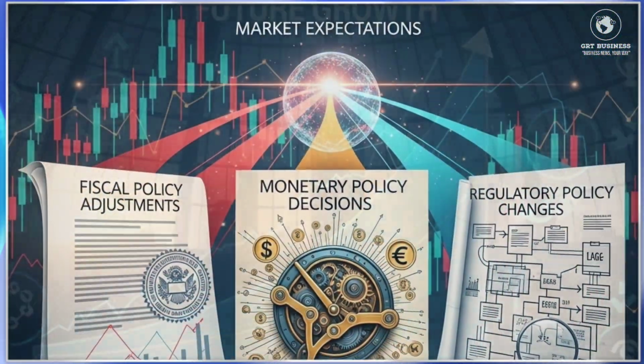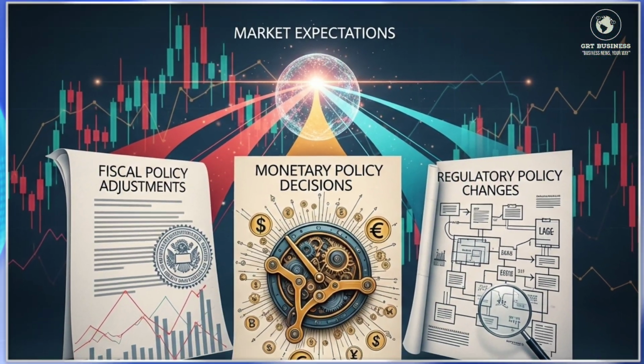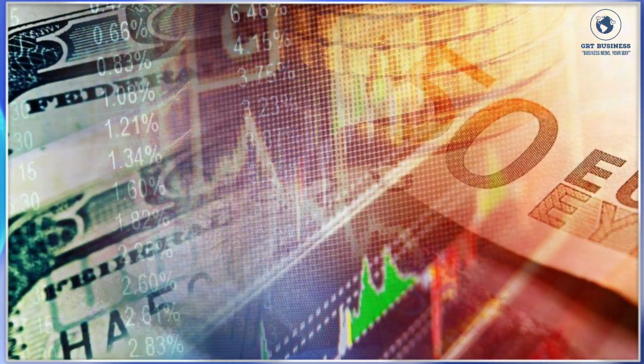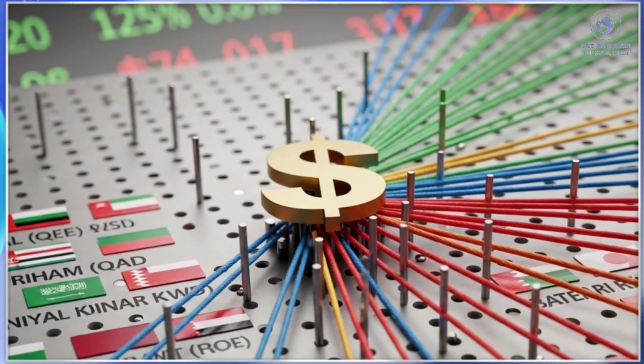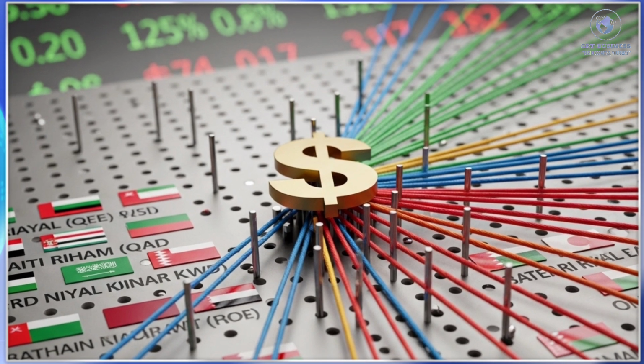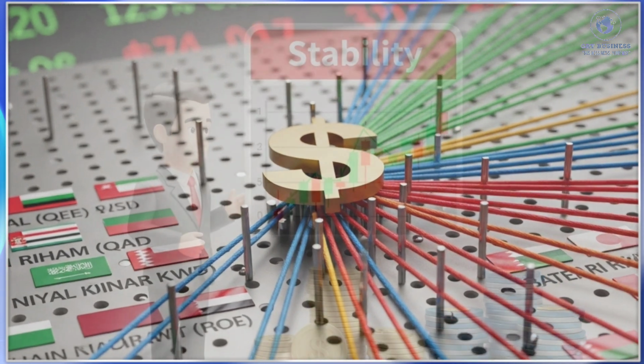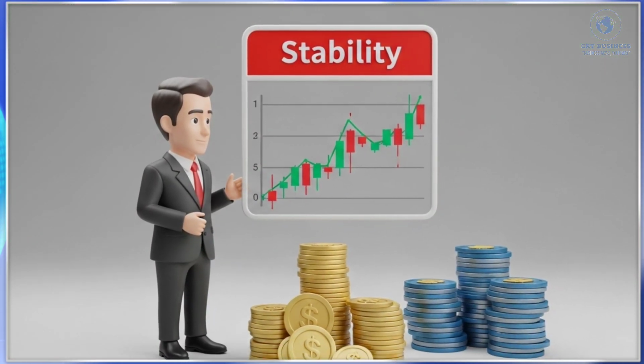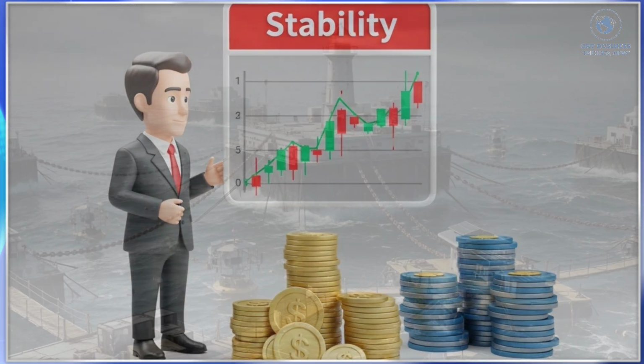Some countries follow a fixed exchange rate system. For example, certain Gulf countries peg their currency to the dollar. That means their currency is tied to the dollar at a fixed rate. This provides stability but limits monetary policy independence. A floating system offers flexibility, but it can also bring volatility.